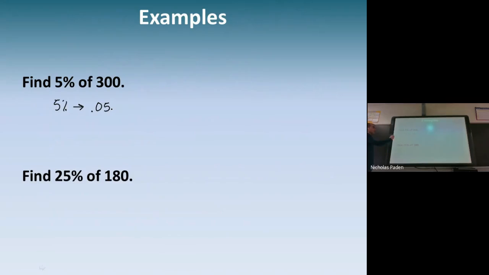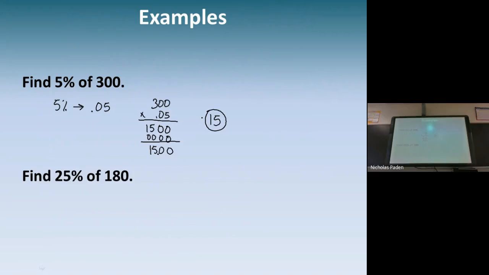Once we have changed our percent to a decimal, then we just multiply 300 times 0.05. Remember, with decimals, we multiply normally. So multiply our 5 times 0, and then times 3. And then it's just going to be a bunch of zeros after that. So we get 1500, and then don't forget to move your decimal point 2 times to the left to make it 15.00, or just 15. So 5% of 300 is 15.